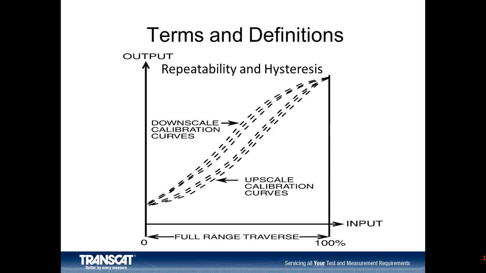Along with linearity, many transducers have other response characteristics, such as repeatability and hysteresis. So this chart has the same general shape as the ones we looked at, but it also includes 3 sets of data superimposed on top of each other. You can see a somewhat closely spaced group of 3 upscale calibration curves and then 3 more curves downscale.